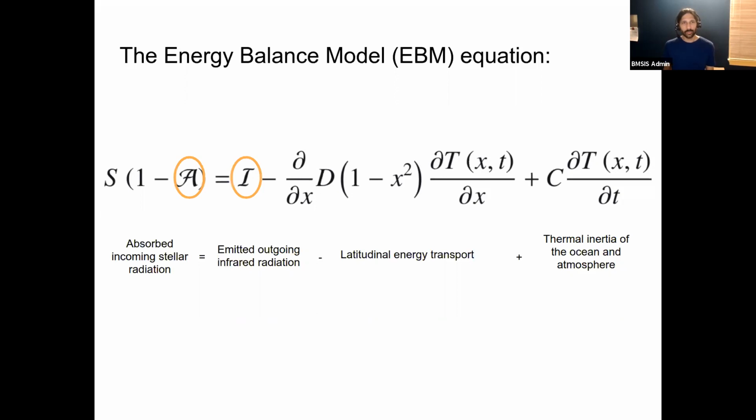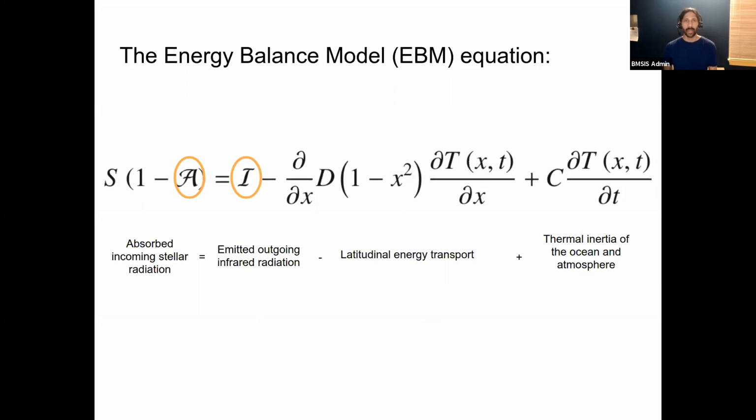The thing that I'm going to focus on in the rest of this talk are these two parameters, the planetary albedo and the outgoing longwave radiation. This is essentially how we represent radiative transfer in an energy balance model, since there is no explicit radiative transfer scheme.